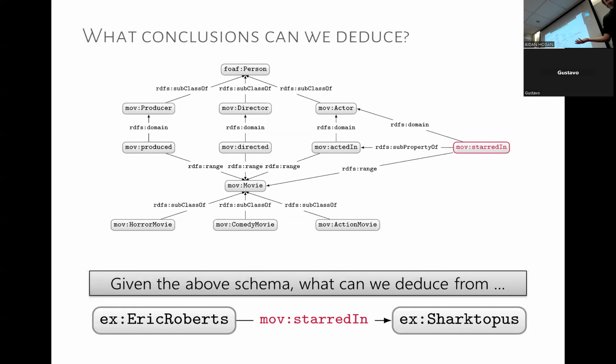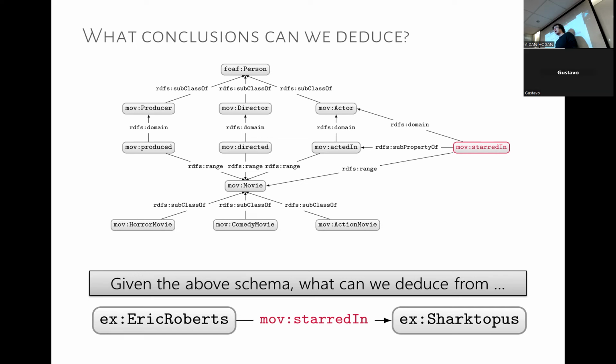Yeah. We have starred in is range movie. So what could we conclude here based on starred in range movie? That Sharktopus is a movie. Yeah. Now this might be incorrect if this were a TV series or something, but according to these definitions, if we hold them to be true, then Sharktopus must be a movie. Starred in here has domain actor. What can we say about Eric Roberts? He's an actor. We have actor as a subclass of person.